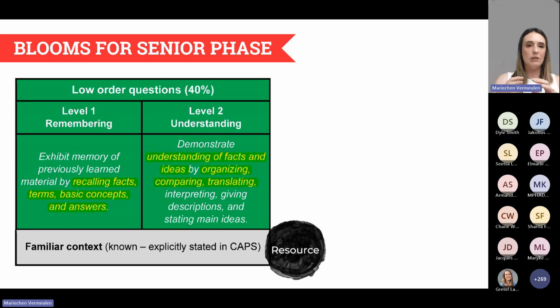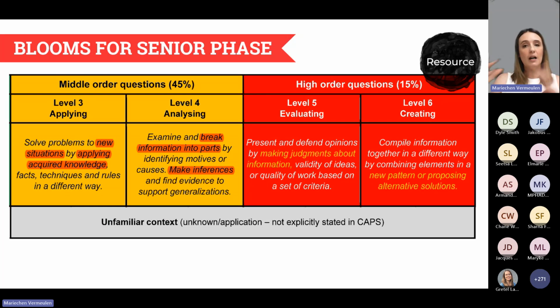And then also remember that typically lower order questions occur within a familiar context. So something that is explicitly stated in CAPS. So low order: remember, understand, familiar context. Okay. Then your middle and higher order questions occur within an unfamiliar context, not explicitly stated in CAPS. So you are exposing learners to, for example, a disease state that they didn't learn about in class, or a scientific investigation that they didn't learn in class, because technically most scientific investigations would be middle to high order because they always occur in an unfamiliar context.